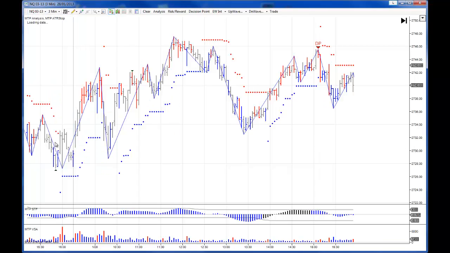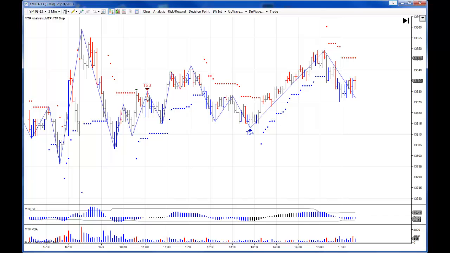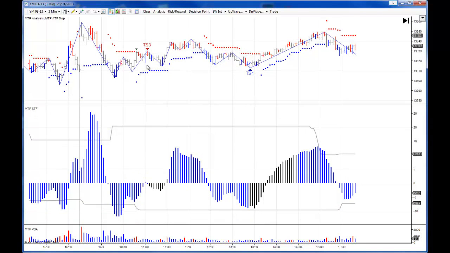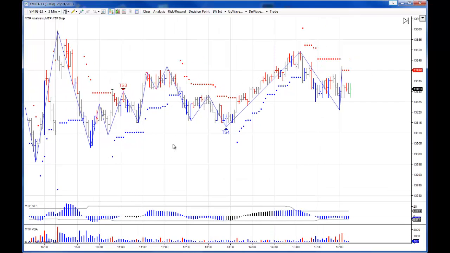If we move over to the YM, we get a slightly different picture. If we look at these two sell setups here, they're actually both on a blue STF. If I make that a bit bigger, this second one here, if you come down, is actually on that bar where the STF is blue. So both these sell setups here would have been against the blue STF, so would have been avoided. So the only trade setup you'd have had on the YM yesterday would have been this TS4 buy setup here. Perfectly valid because the STF is blue stroke black.